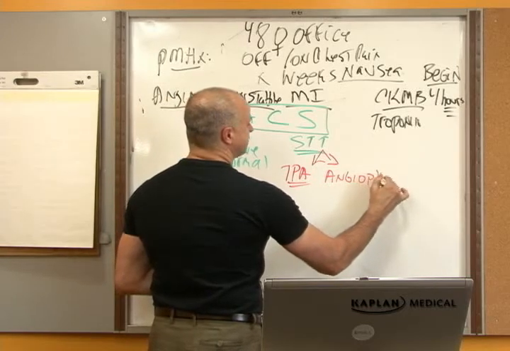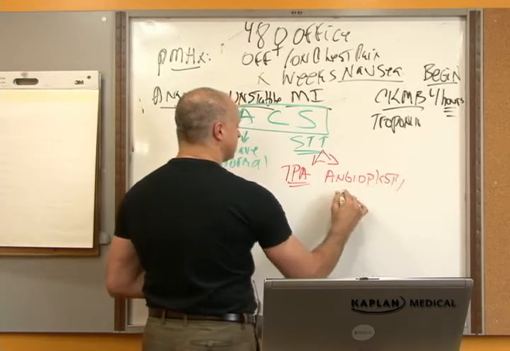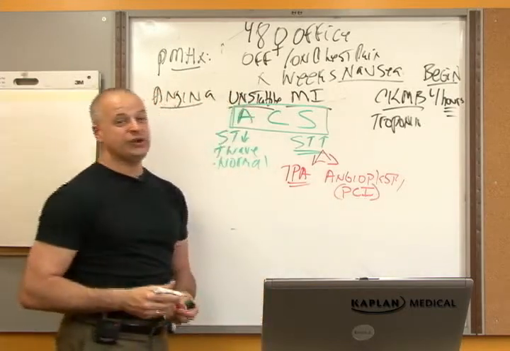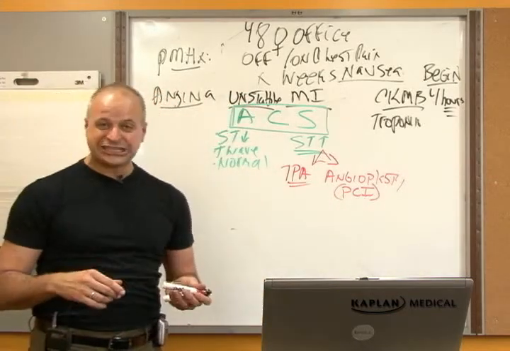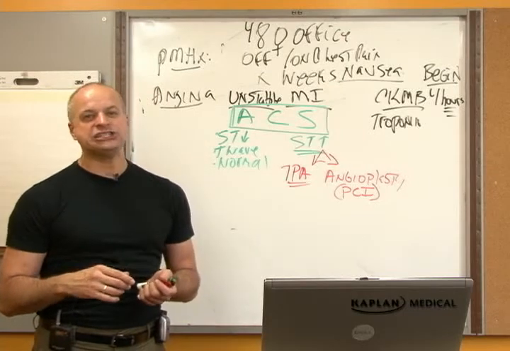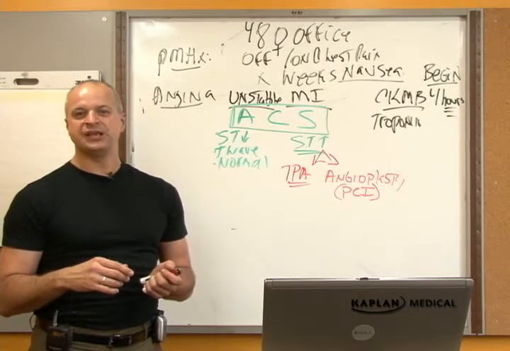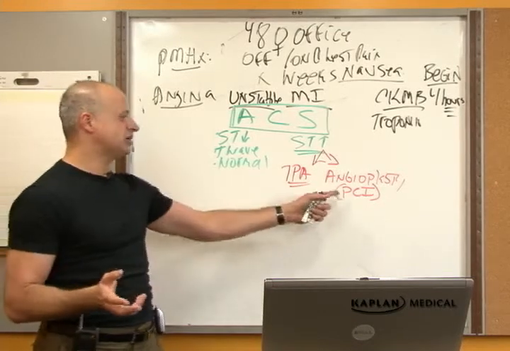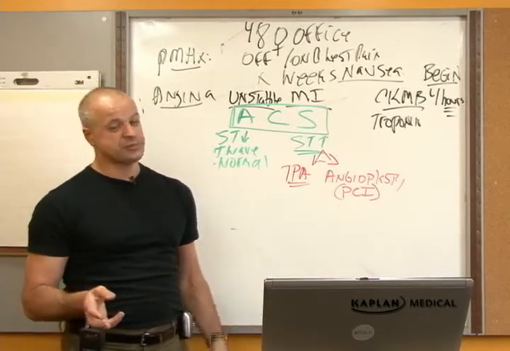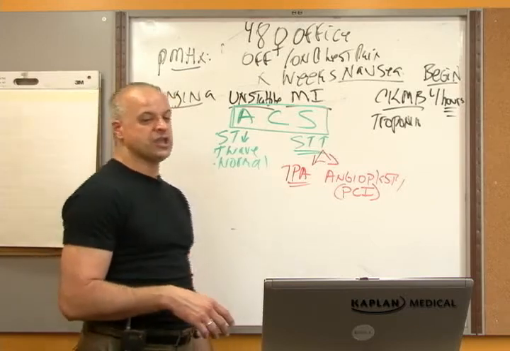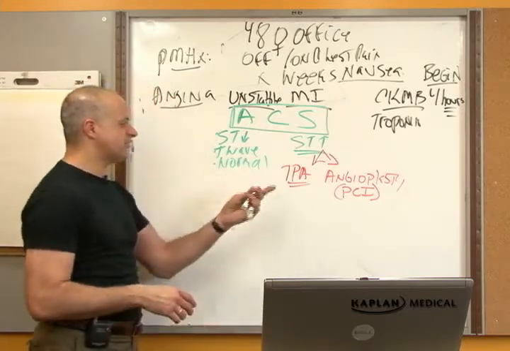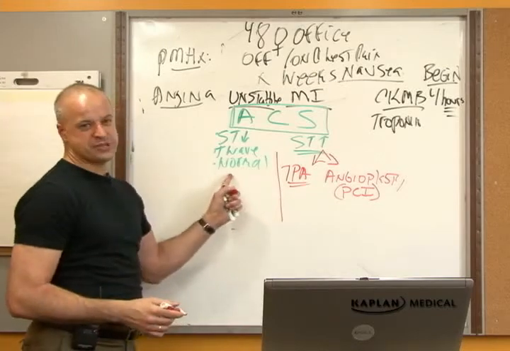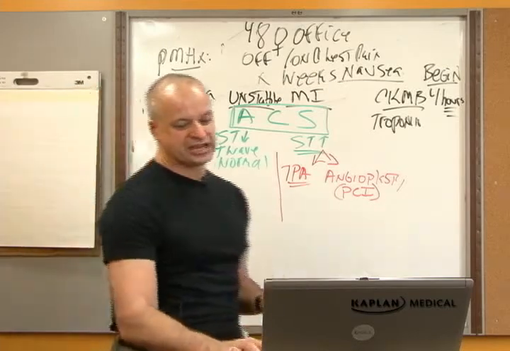The other word for angioplasty is percutaneous coronary intervention. Not a plasty, an intervention. A balloon or some other form of intervention. If there's ST depression or T wave inversion, then it's no TPA. Now, diagnostic testing.